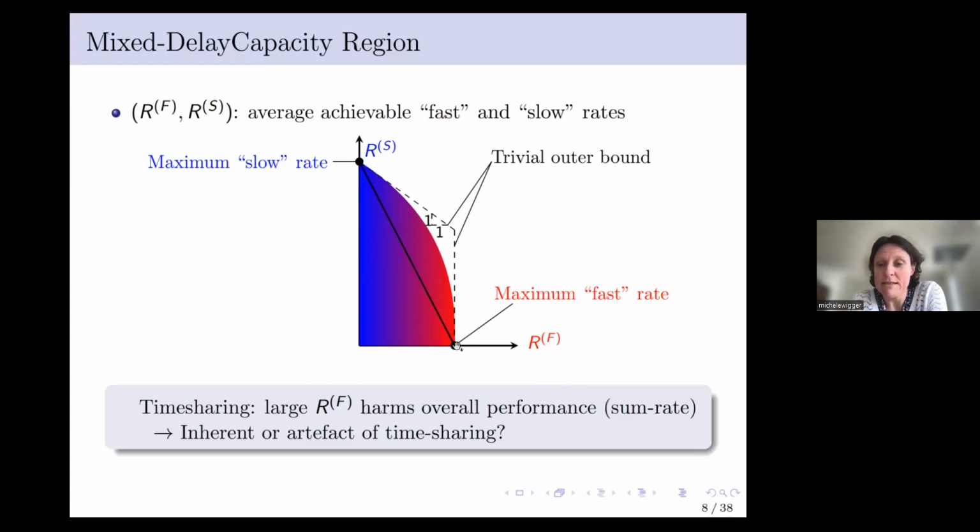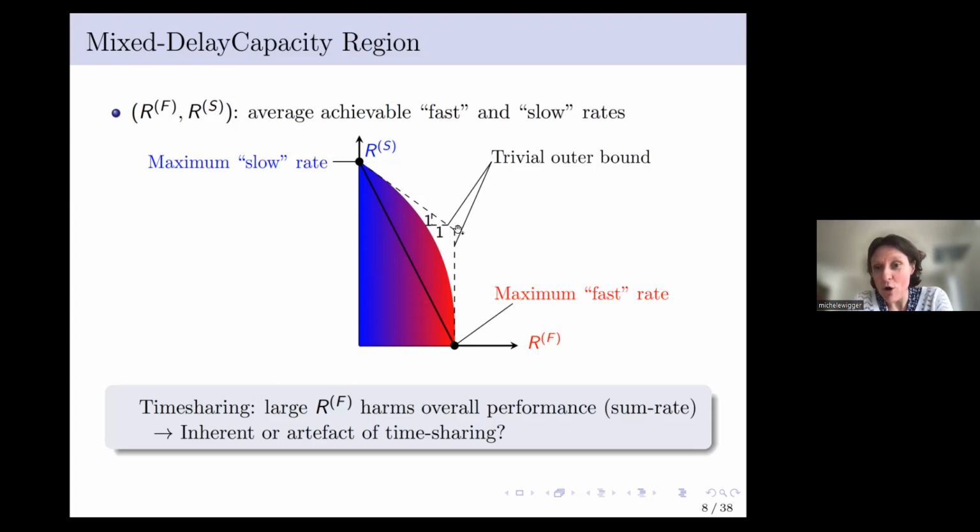Of course, because the maximum rate without cooperation is typically smaller than with cooperation, the slope is actually smaller than -1. You'll see, this is obviously achievable. A trivial outer bound is the line with slope -1, because you cannot hope that by transmitting also fast messages, which have more constraints, you'll get a better total performance than if you transmit only the slow messages. So this is a trivial outer bound. And of course, this straight line is also a trivial outer bound.